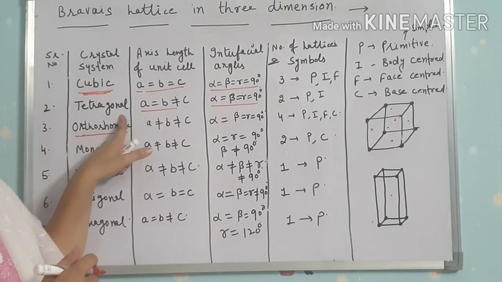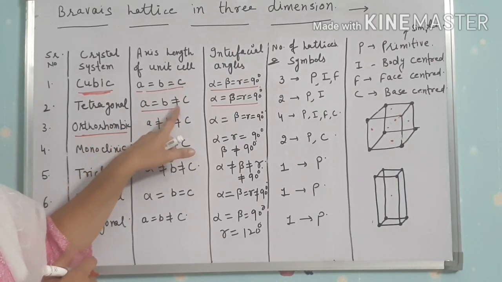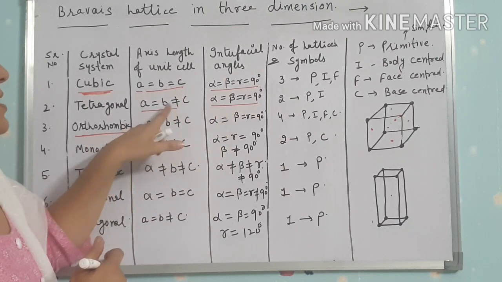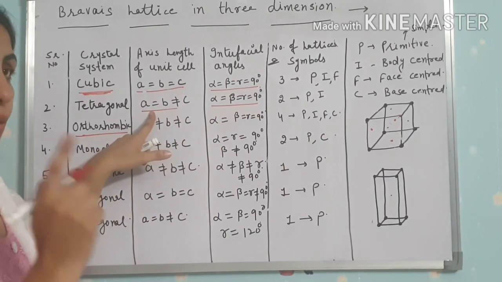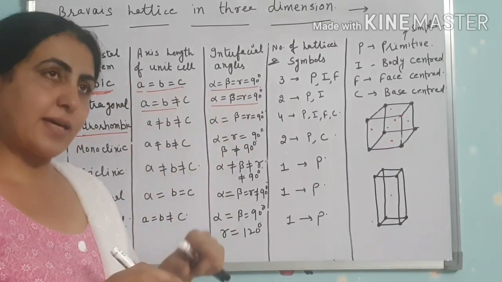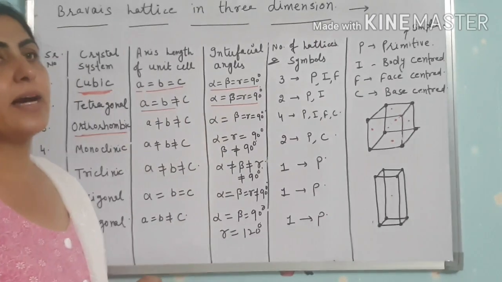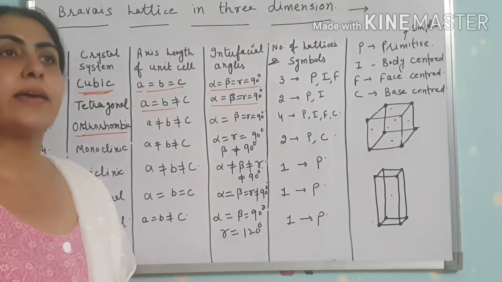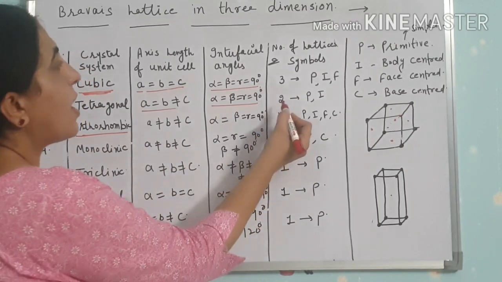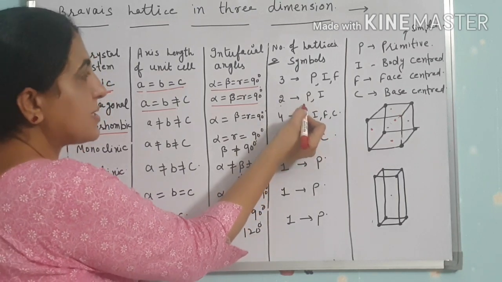Then is tetragonal. In tetragonal, A is equal to B but not equal to C. Means axis length, 2 are equal but not equal to the third. And the axes are mutually perpendicular, so the 3 interfacial angles alpha, beta and gamma are equal to 90 degree in this case. And what about the types of lattices? The number of lattices here is 2, and the types are symbols P and I.